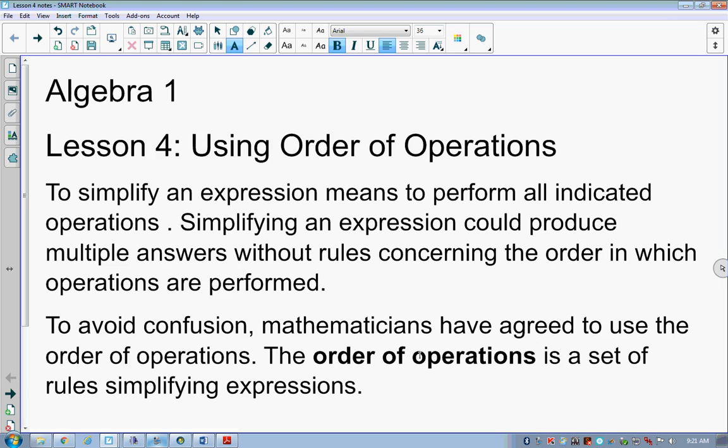To simplify an expression means to perform all the indicated operations. So an expression can have multiplication, division, addition, subtraction. We can have square roots. We can have exponents. We can have all kinds of different things. We can have grouping symbols. We can have things inside of things inside of things.